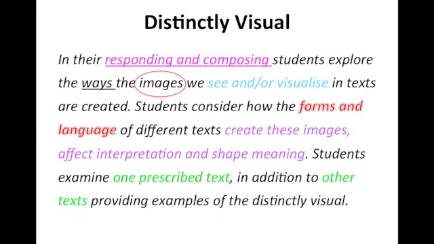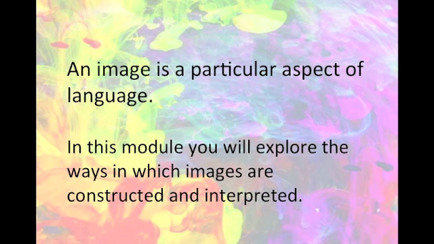So you're also going to examine one prescribed text, which for us is going to be Maestro, and you're also going to be looking at other texts, so related material that provide examples of the distinctly visual. So we know that it's only in Module B, our close study, where we don't have to look at related material. Here we are looking at related material, which flags to us that this is a conceptual study, not a close study. So we're not studying Maestro as a novel, we're studying distinctly visual, and in class we're going to focus on Maestro showing us the distinctly visual and also some other texts as well.